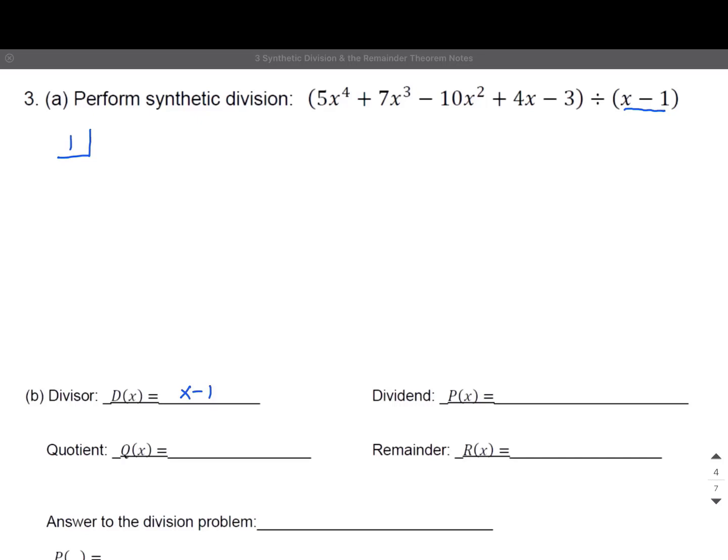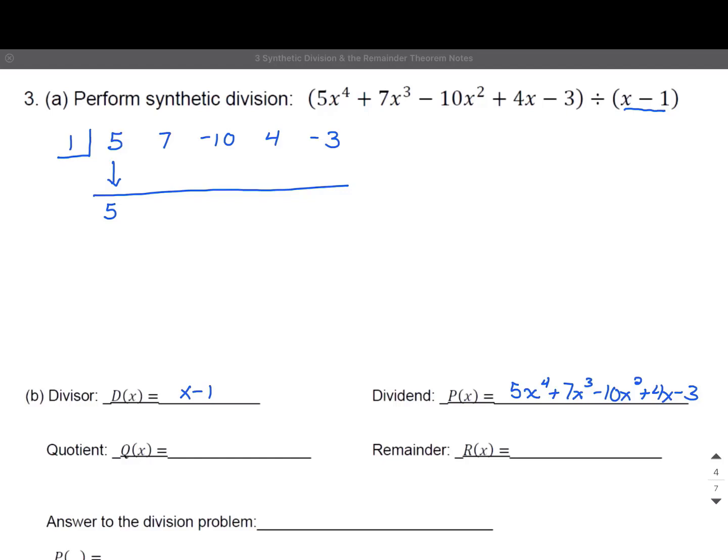Now my dividend that I'm dividing into is 5x to the 4th plus 7x cubed minus 10x squared plus 4x minus 3. Now I'm going to take those coefficients. I have 5x to the 4th, 7x cubed, negative 10x squared, 4x, and my constant is negative 3. Okay, I skip a line, draw my line, bring down the first number, 5.